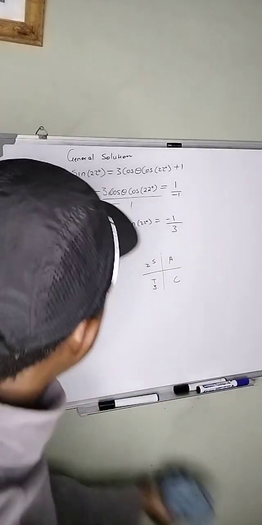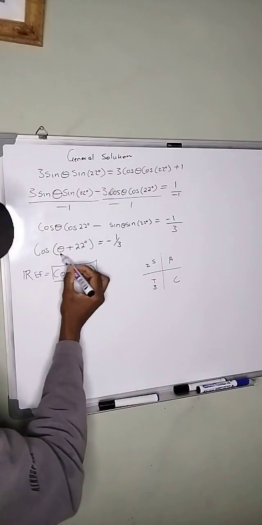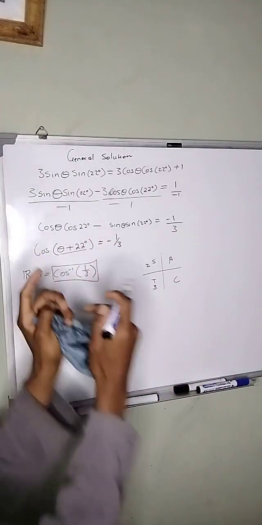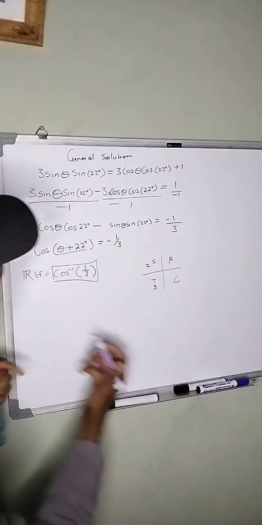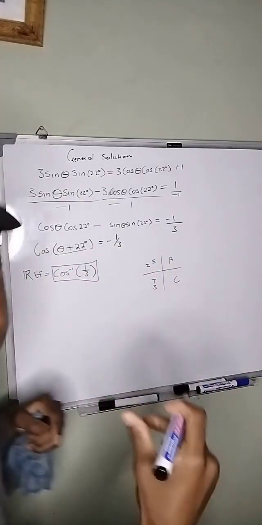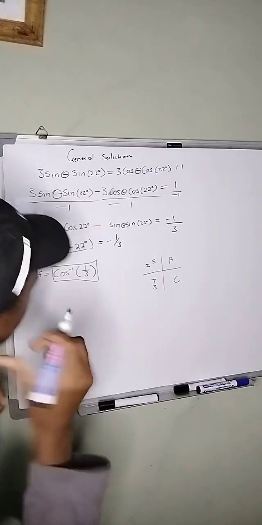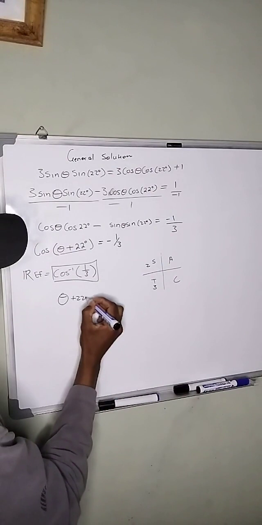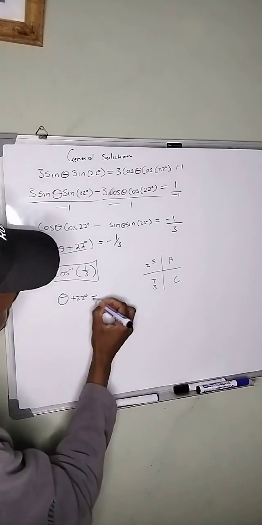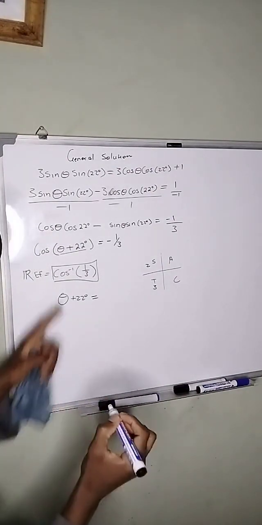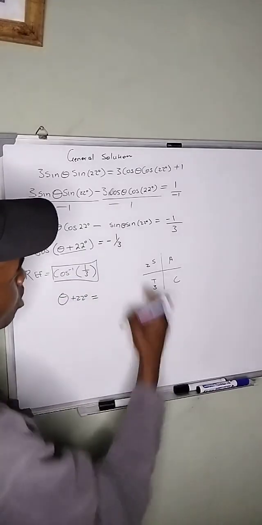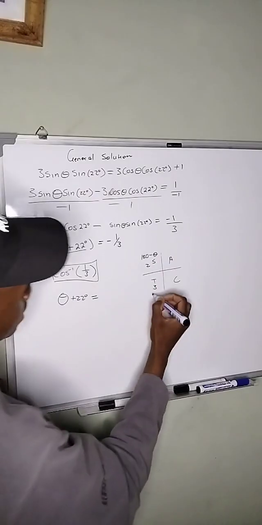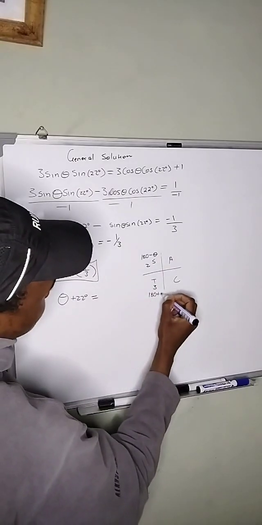By then, I'm just going to take this and make it the subject of the formula. This angle is going to be the subject of the formula, and this is going to be the reference angle. So what am I going to do? I'm going to say this angle plus 22 degrees is going to be equal to the reference angle, but in the second quadrant I have 180 minus theta, and in the third quadrant I have 180 plus theta.